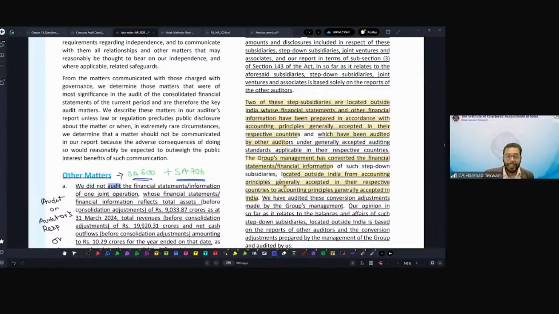So this particular point is nothing but your current period consolidation adjustments, conversion. Remember the harmonization I was talking about? This is the harmonization of accounting policies, conversion of GAAP, the way you specified. So these are the things done by the management. And then the auditor says that we have audited these conversion adjustments made by the group management. So this is the audit of your current period consolidation adjustments, harmonization of accounting policies, conversion of GAAP.